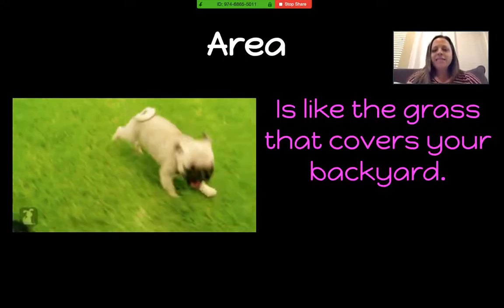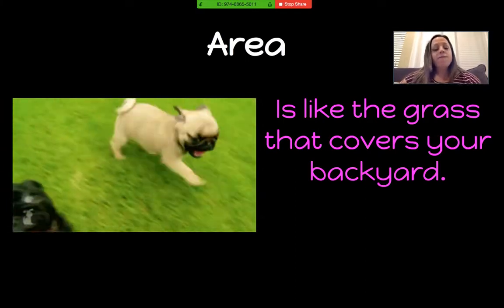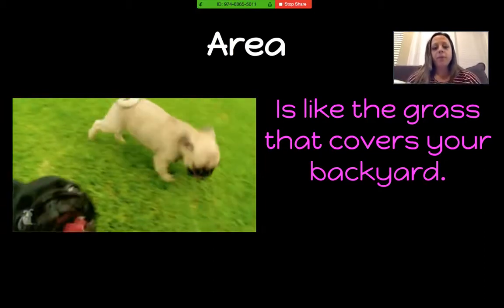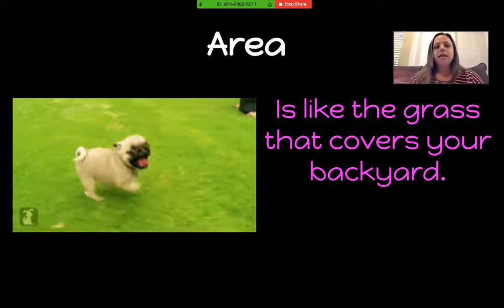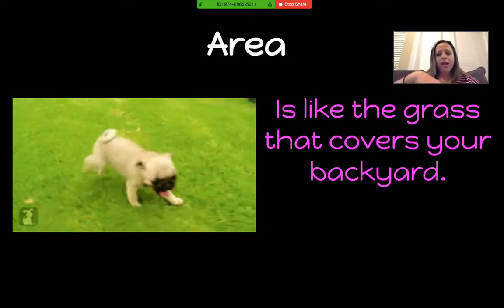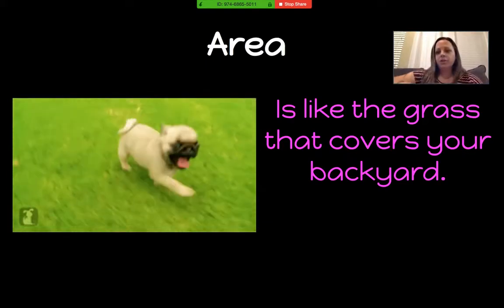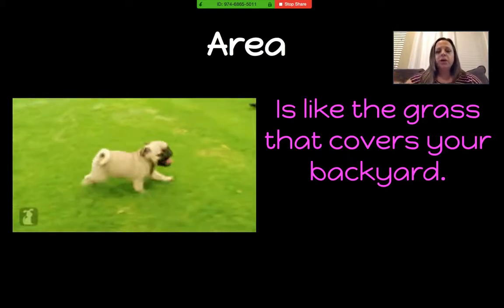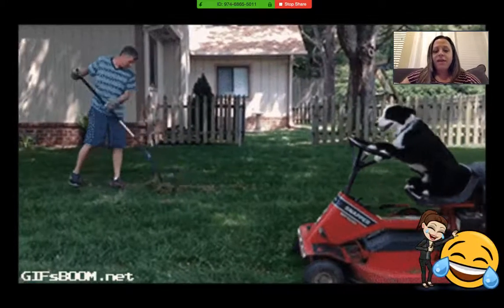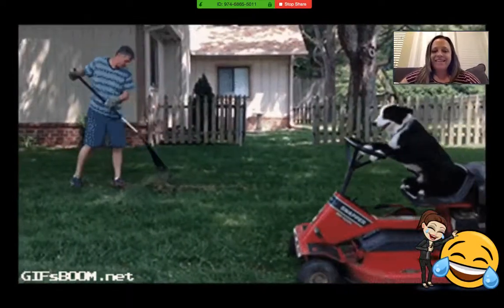So, area is like the grass that covers your backyard. It is not the fence. When we talked about perimeter yesterday, we talked about how perimeter is like a fence because perimeter is the length around a shape. Well, area is the space that is covered. It's in the middle, I guess. So we're going to talk about the area. All right. So, like I said, it's kind of like the grass.